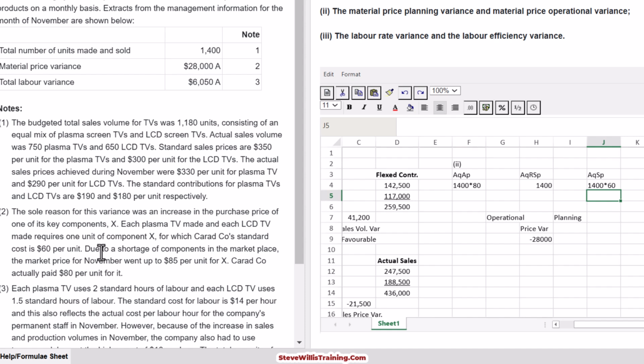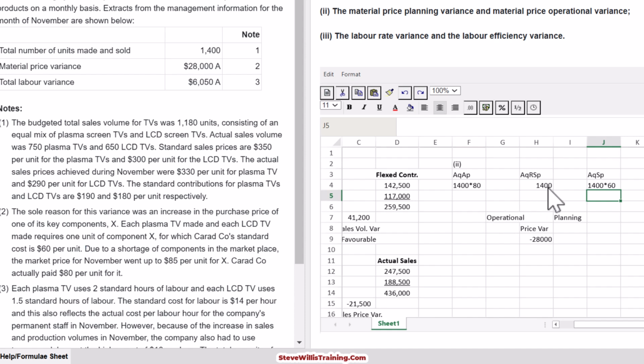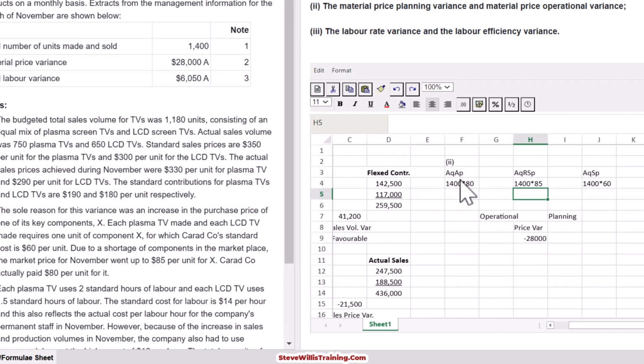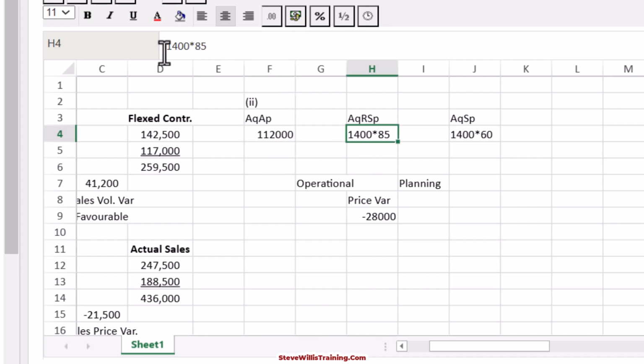And look at this. Due to a shortage of components in the marketplace, the market price went up to $85, right? So the planners were inaccurate. They did not foresee the shortage. So the revised standard price is $85. Now we've got the numbers in place. Let's add the equal signs like we did before. Get the results.